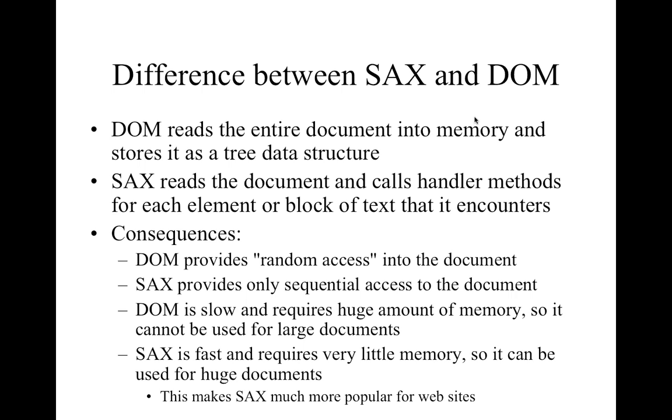Within a tree structure, if you want to go to chapter N, you can go there directly, whereas with SAX you cannot; you have to go in sequence. That's one difference. DOM is slow and requires a huge amount of memory, so it cannot be used for large documents. SAX is fast and requires very little memory, so it can be used for huge documents. This makes SAX much more popular for websites. If you are scraping websites and that kind of data, then you are going to use SAX.